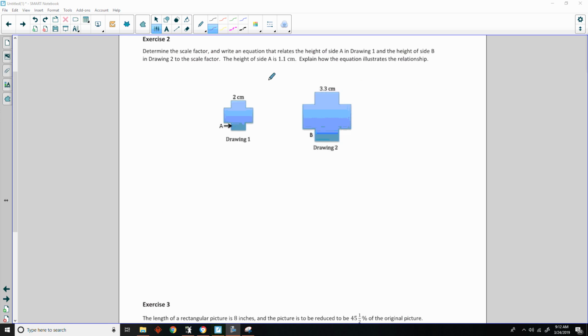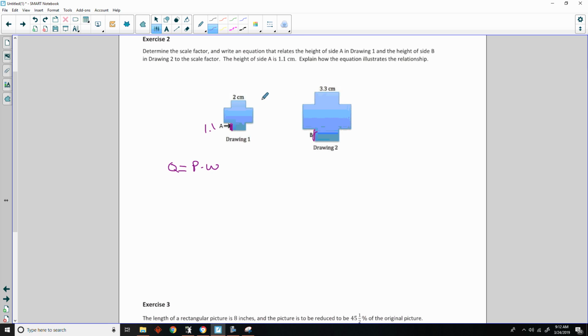Okay, exercise 2 says to determine the scale factor and write an equation that relates the height of side A in drawing 1 and the height of side B in drawing 2 of the scale to the scale factor. The height of side A is 1.1. Explain how the equation illustrates the relationship. So we do quantity equals some percent times the whole. The quantity in this case is our scale, the larger, 3.3.